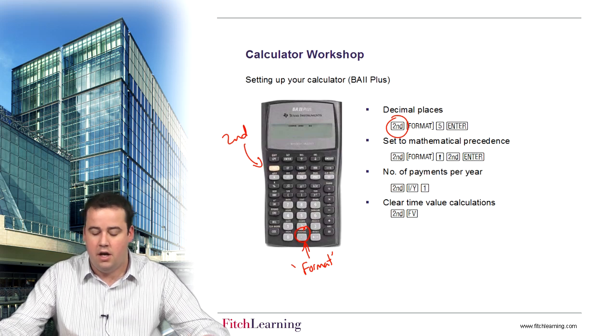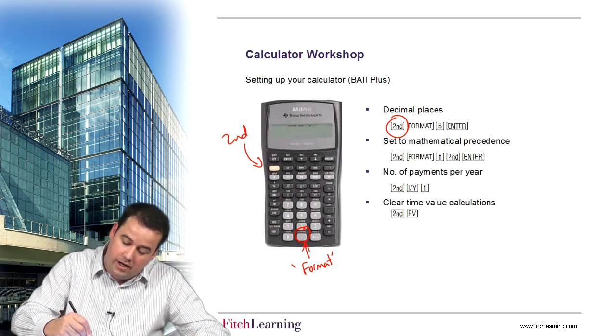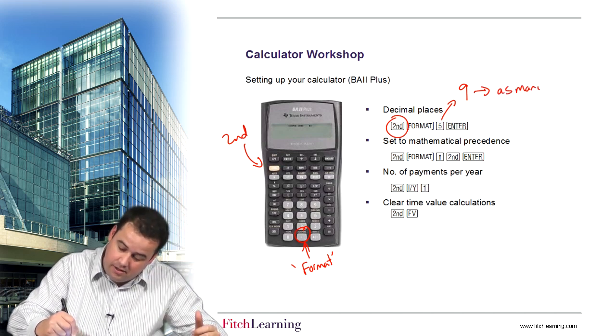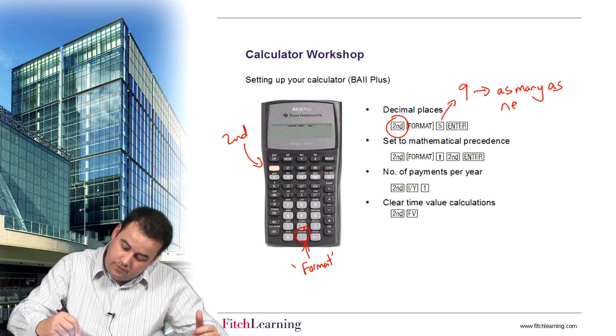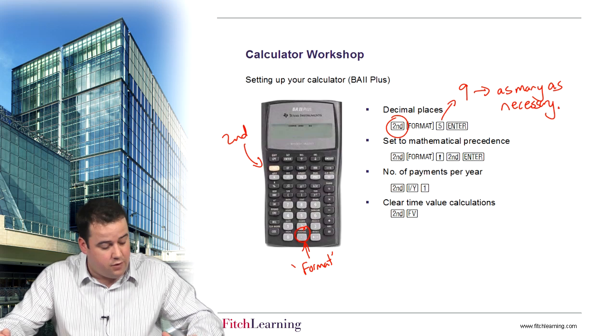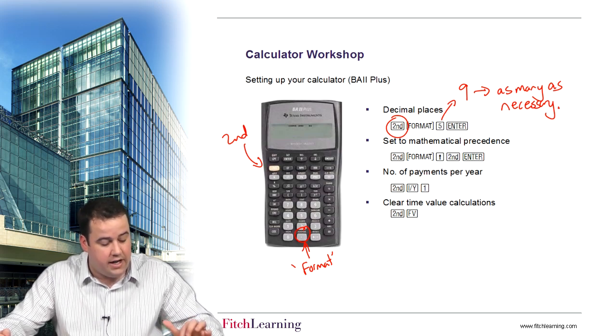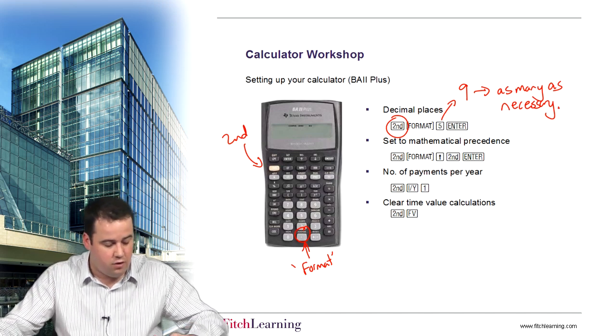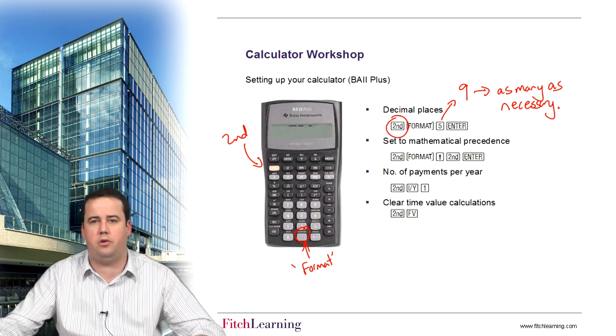0.50000, okay? Now, if you set this to 9, it will always give you as many as necessary. So if we try that, if you hit second, full stop, and hit 9, enter, you'll see it gives you no decimals. If you do 1 divided by 7 there, it fills up the screen with decimal places. If you do 1 divided by 2, it only says 0.5.